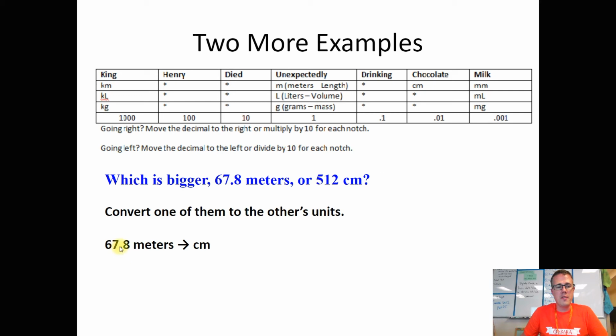Here's my decimal between the 7 and the 8, and if I'm going from meters to centimeters, here's meters in the middle, centimeters is under the chocolate. We're going to go 2 spots to the right. When I do that, I'm going to move it one over, add a 0, I'll get 6,780 centimeters. Well, that number is definitely bigger than 512. So 67.8 meters is the bigger one.